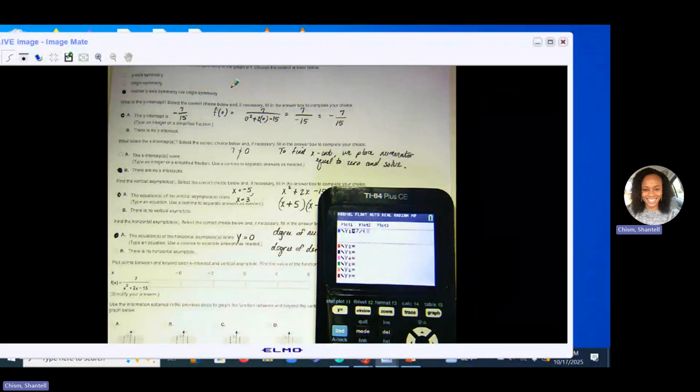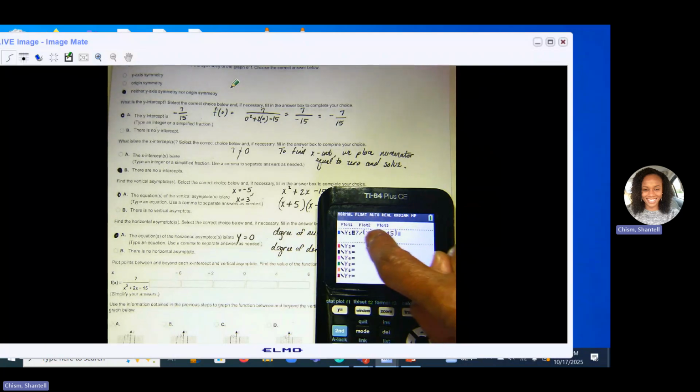So I'm going to put parentheses around it. So parentheses x squared plus 2x minus 15. You have to tell it, okay? Because otherwise it won't understand. The calculator is not smart at all. It only knows what you tell it. So we needed to understand that this is the denominator there, that whole thing.